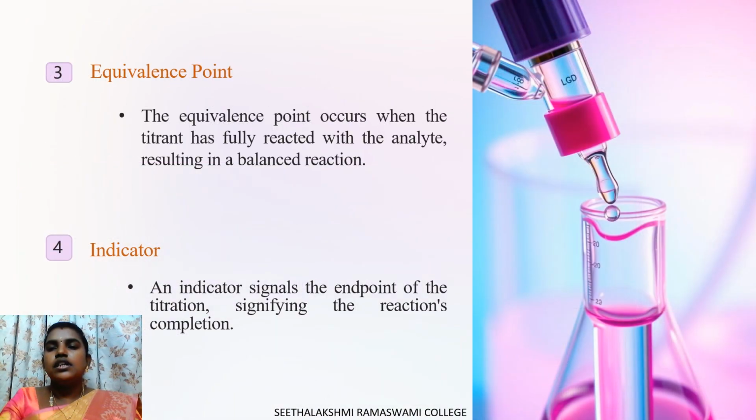Third one is the equivalence point, which means the titrant has fully reacted with the analyte, resulting in a balanced reaction. It occurs before the end point. The fourth one is the indicator. Indicator means it indicates the end point of the titration. Usually, a color change occurs. From that, we can understand that the reaction is completed.